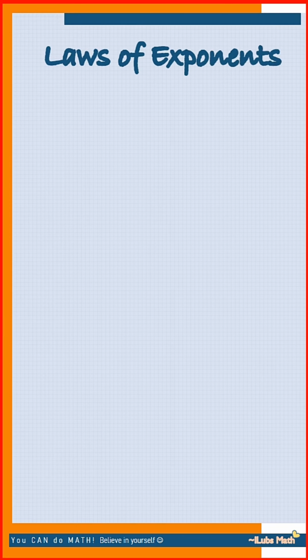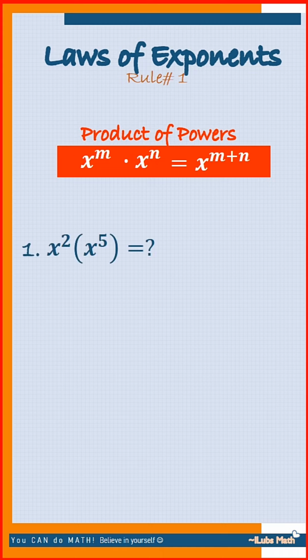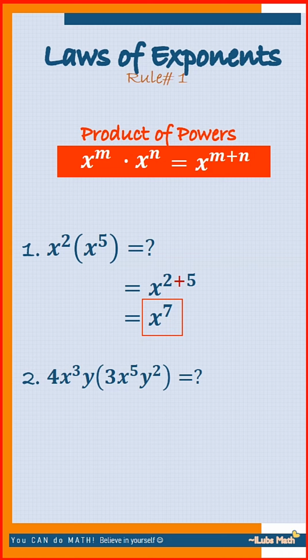Laws of exponents, Part 1. If we multiply expressions with the same base, we copy the base and then add the exponents. x squared times x to the power 5. We copy the base x and then add their exponents 2 and 5 to get x to the power of 7.